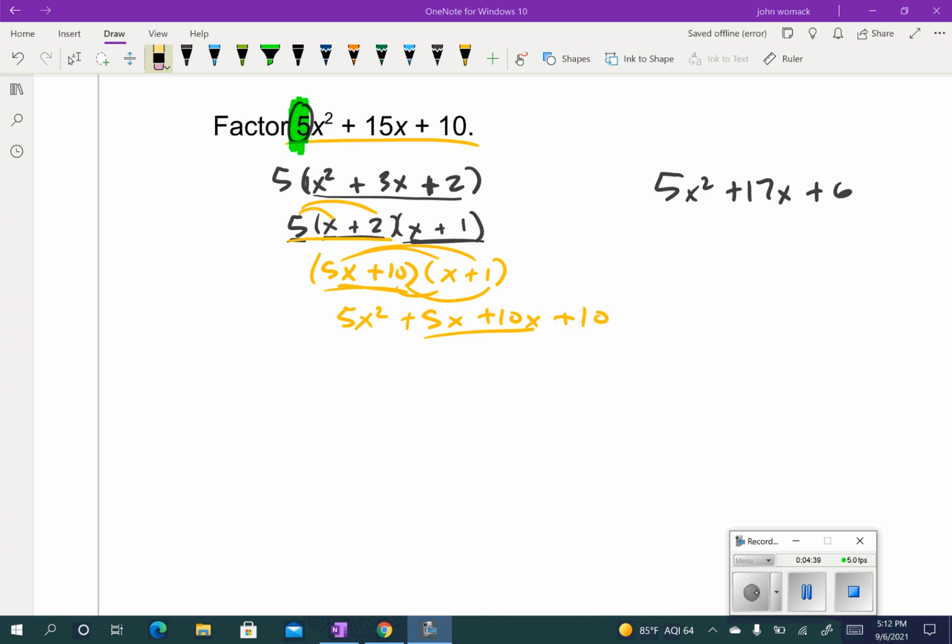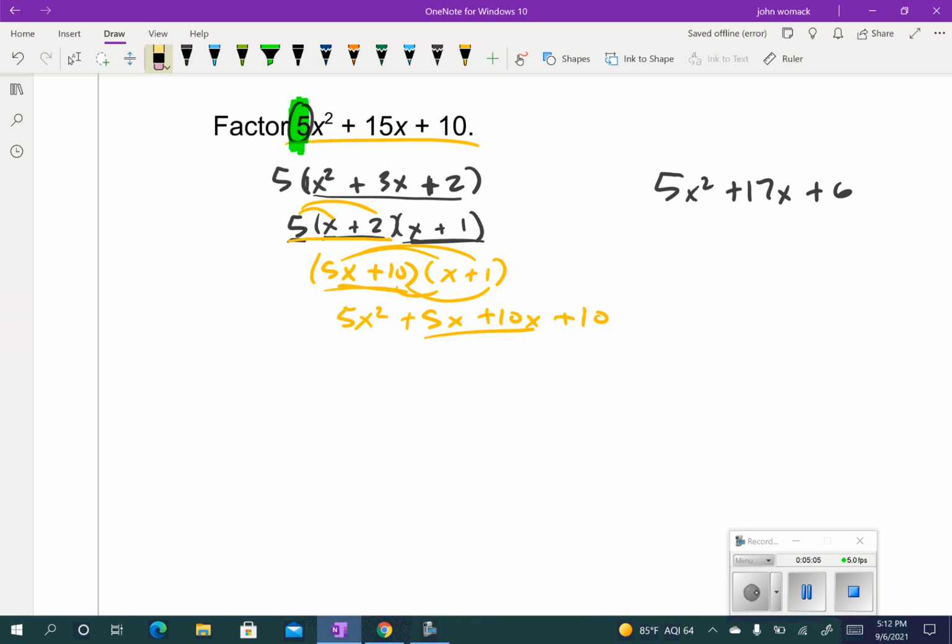All right, but if we compare these two, if I try that same strategy, it's got a 5 in front, but there is no common factor, right? I have 5x squared and 17x and 6. There's nothing in common between all 3 terms, so I cannot take out a common factor. If that's the case, then I cannot proceed the same way as we did before. I can't say what are the factors of 6 that add up to be 17. There aren't any, right?